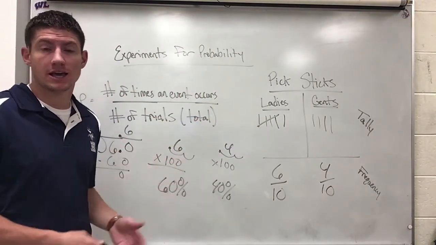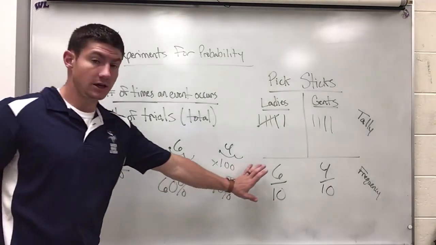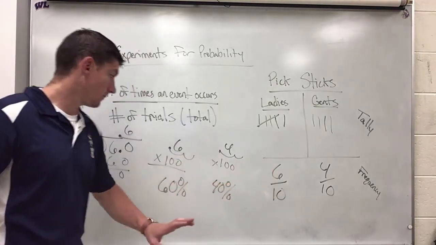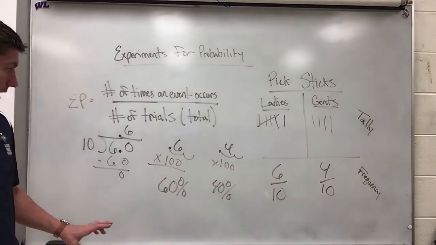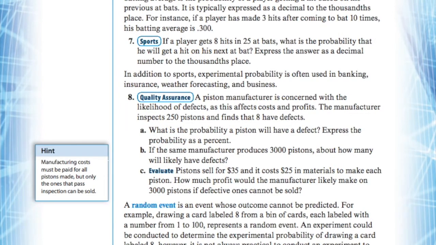This is just one example that would help you understand how you actually come up with your probability in a fraction form, and how to change that probability from a fraction to a decimal and to a percentage. On page 54, let's take a look at how experimental probability is used in the real world. Experimental probability is widely used in sports.